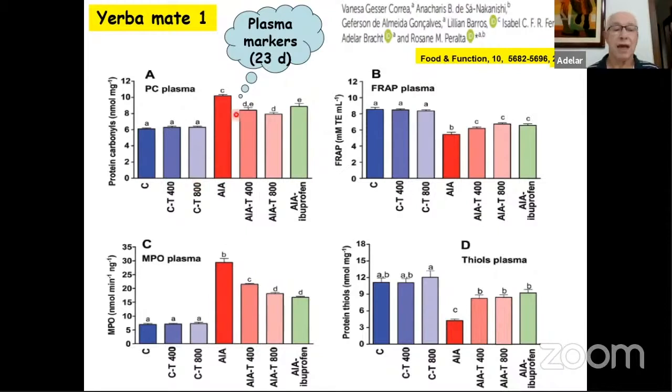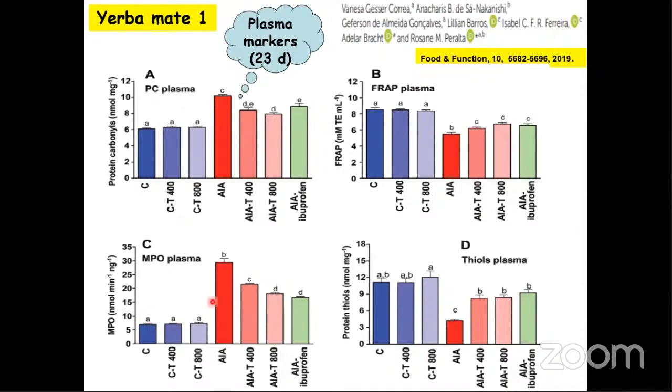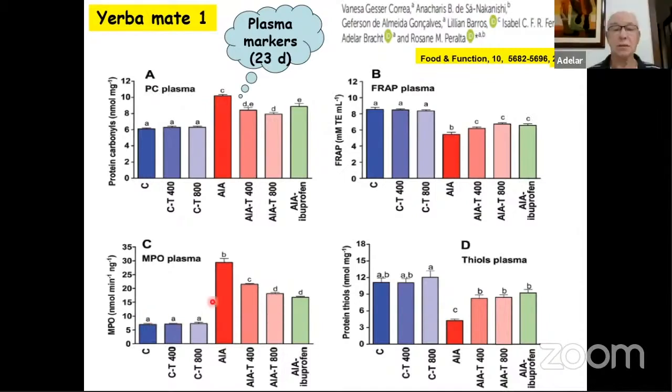The arthritic rat presents increased plasma protein carbonyls, which is a parameter that measures lesion to proteins. There is also an increase.